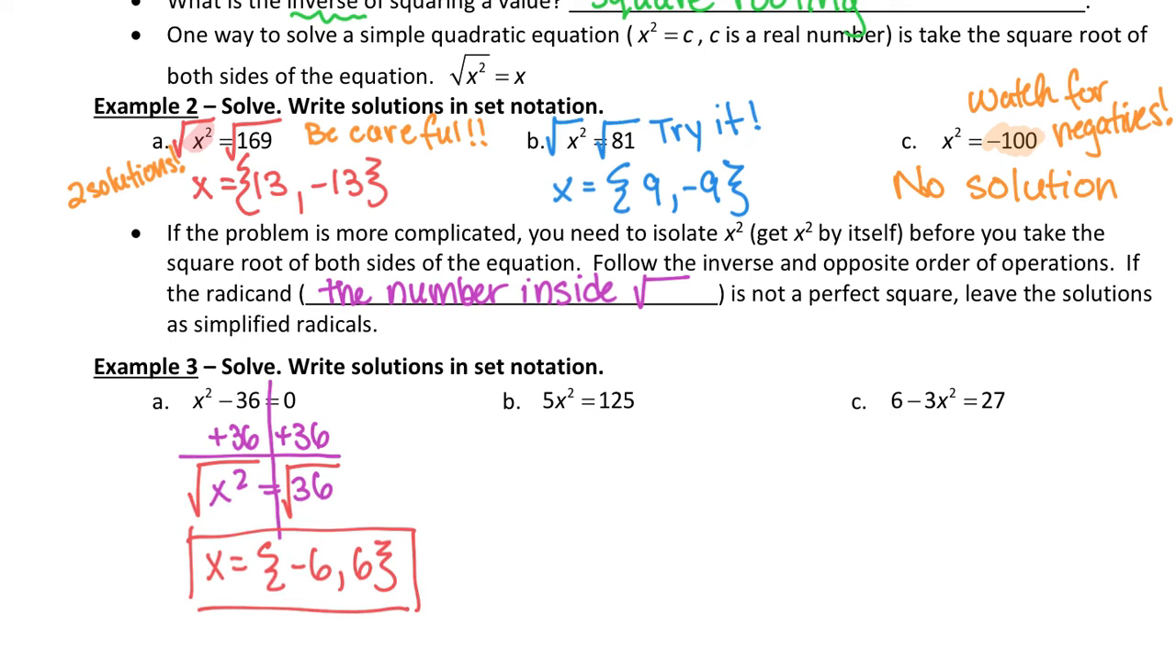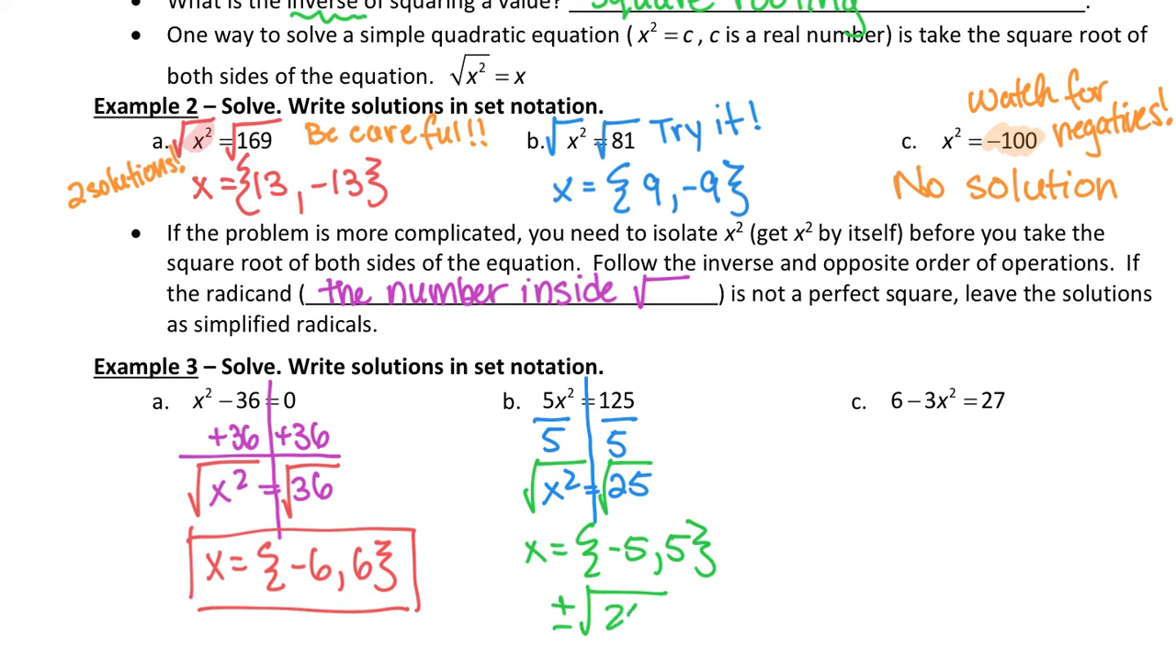Let's do example B. I'm going to speed things up a little bit here. For this one, I need to divide the 5 from both sides. X squared equals 25. Take the square root of both sides. And we get x equals negative 5 and positive 5. Just a quick note here. Sometimes when we take a square root like that, you might have seen somebody put plus or minus in front of the square root, and that's why we get those two, because it could be the positive or the negative solution.